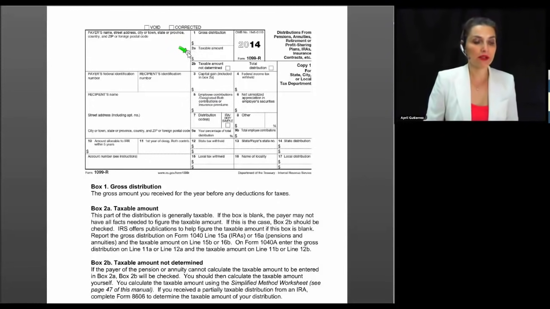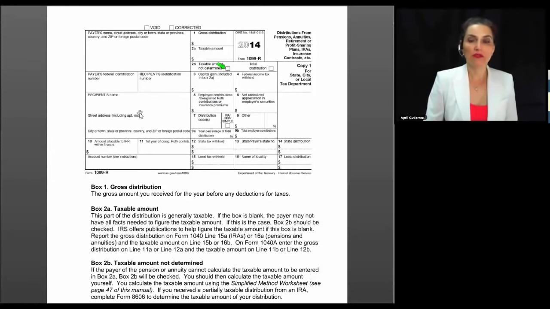And when there is no number in box 2A, you will see a checkbox for 2B with a check mark in it or an X in it. And what that means is that the plan administrator does not have enough information to know what the taxable amount is. And I would say that happens a lot. I couldn't tell you whether I see a number in box 2A more often than not.